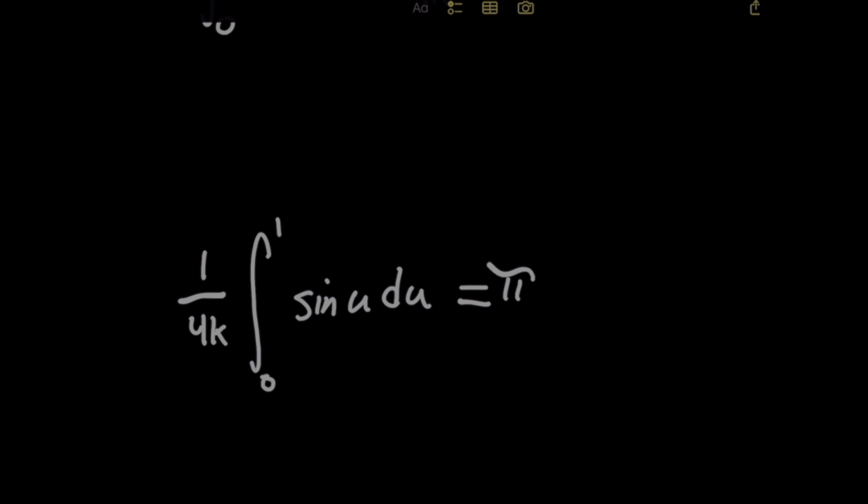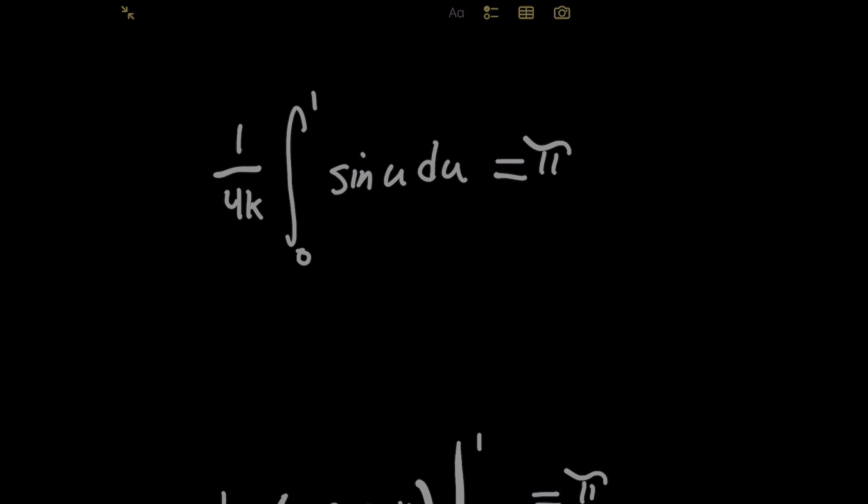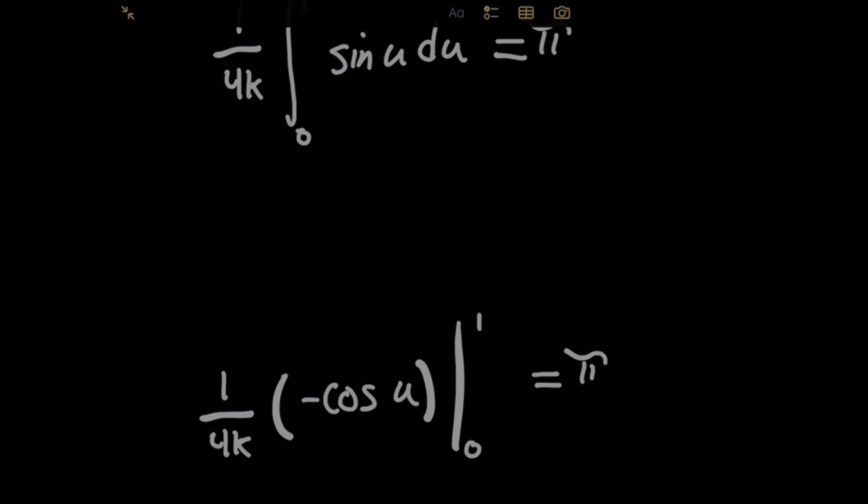So then what I want to do next here is I'm going to be able to look at this and say, by inspection, we know the integral of sine of u du is going to be negative cosine of u. And all we need to do now is we need to evaluate this from 0 to 1.